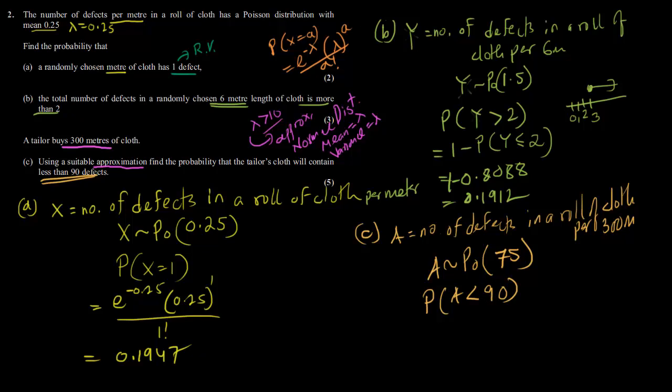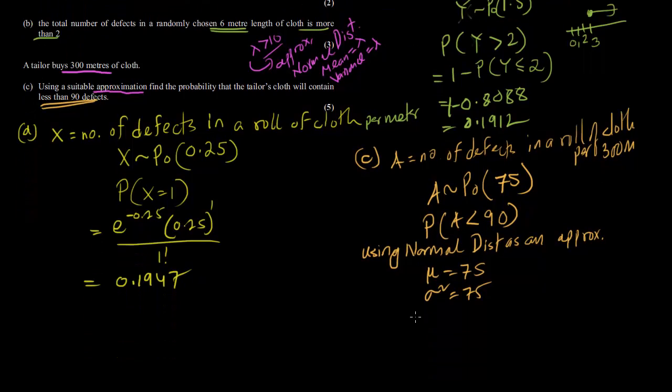Of course, this cannot be done using the table of Poisson distribution because the value of lambda is more than 10. So what we do, we use the normal approximation, using normal distribution as an approximation. So what we do here, first of all, we have to find the value of mean. So mean is the same as lambda and variance is also the same as lambda. Both are 75.